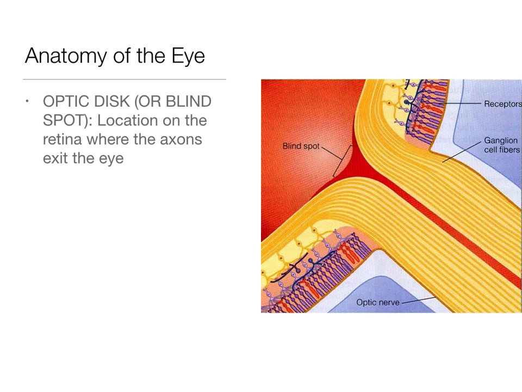The problem is, because these axons are exiting the eye, there are no photoreceptors there. So you can't see. There's nothing to get this information at the optic disc. Because of this, it's also called the blind spot.